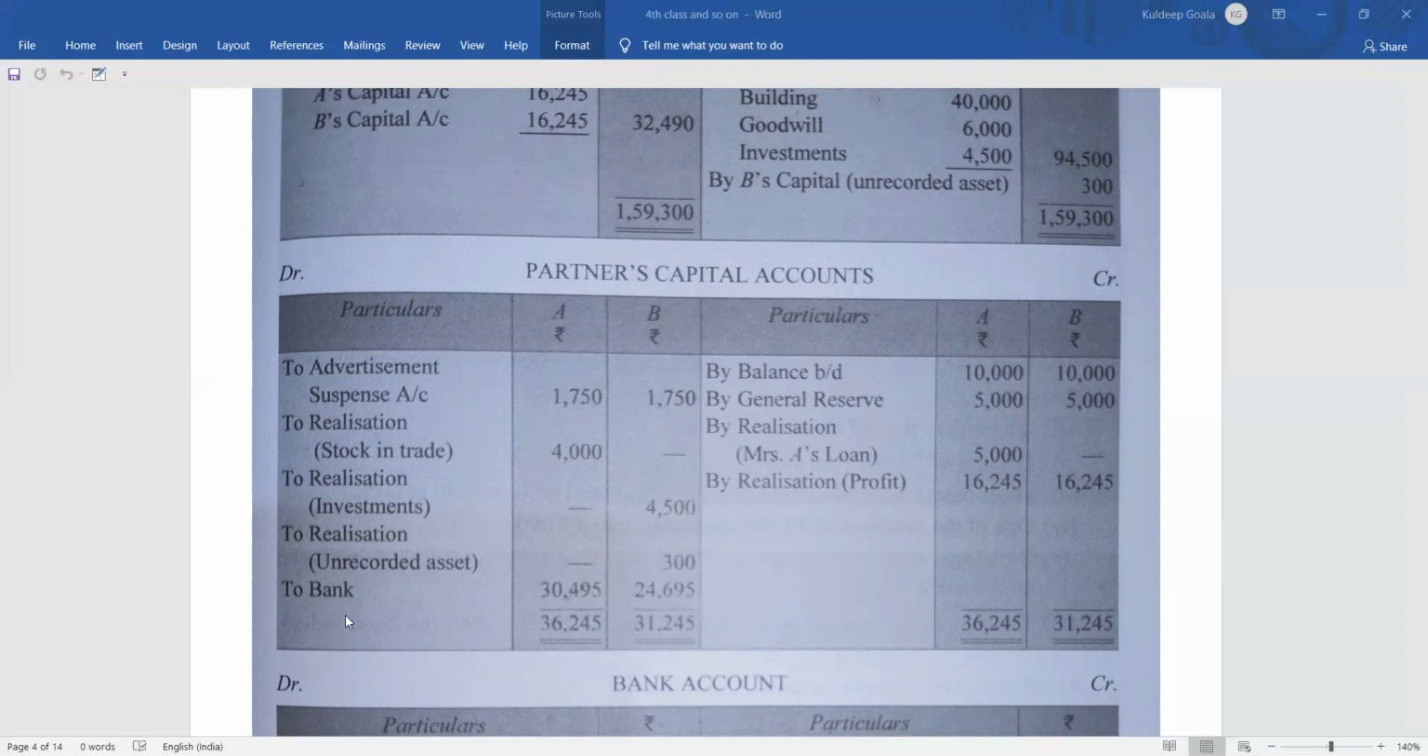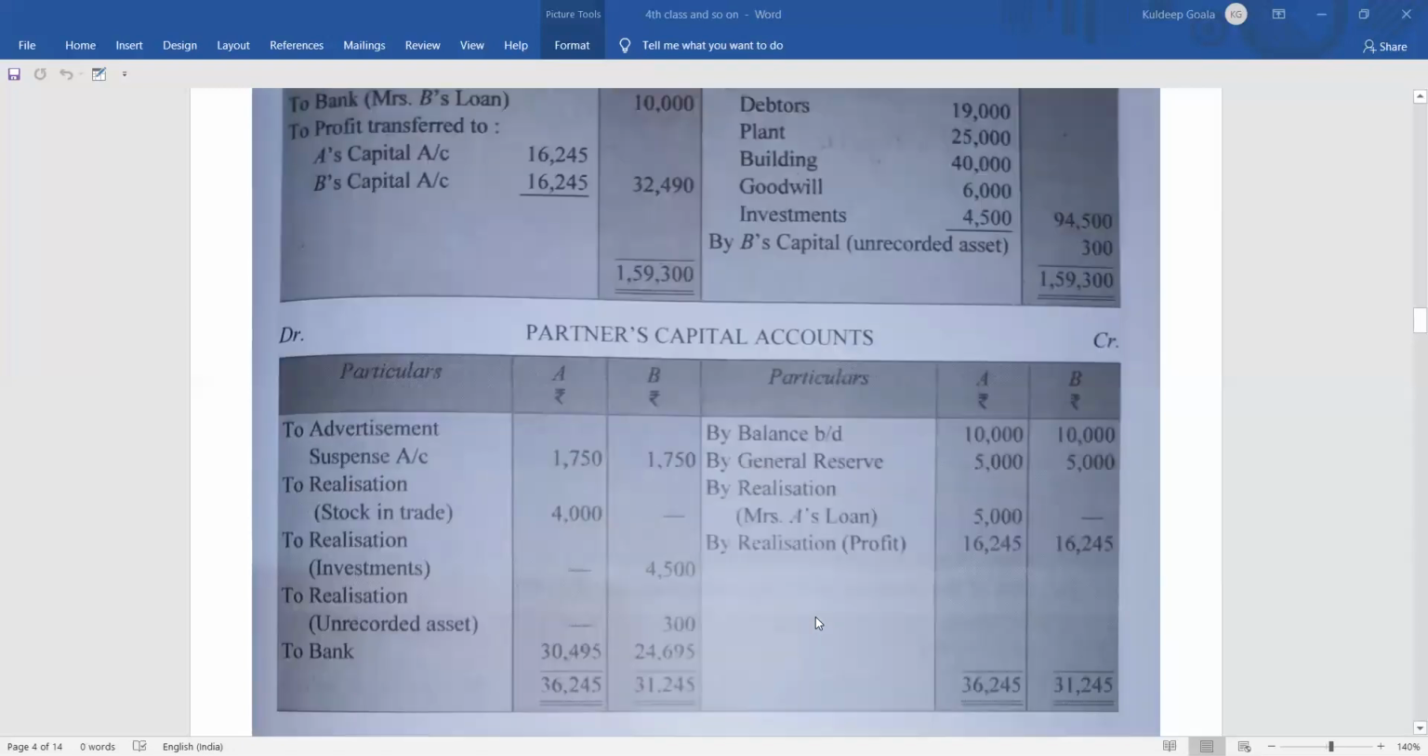So bank debit side to A's capital account debit, B's capital account debit to bank. So in A's capital debit side, in B's capital debit side, what do you have to write? To bank. To bank, how much? A 30,495, B 24,695. Okay, A how much? 30,495 and B it is 24,695. Clear?